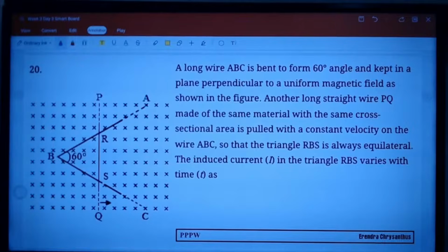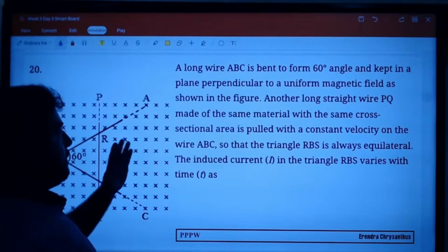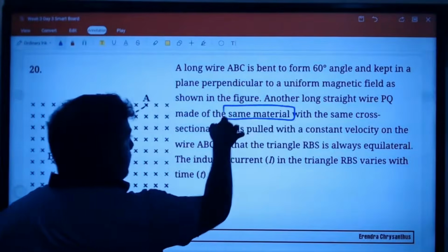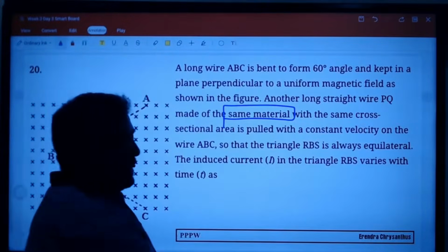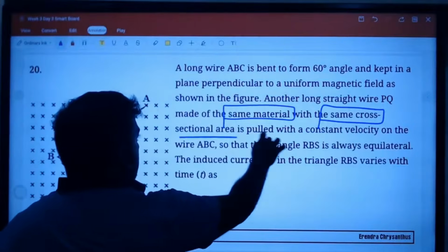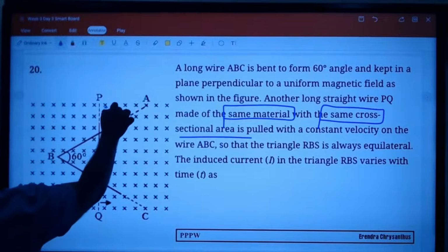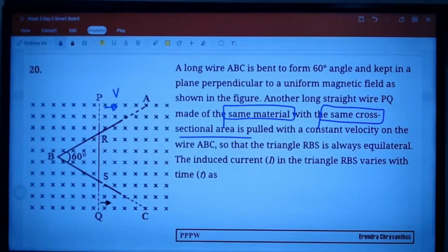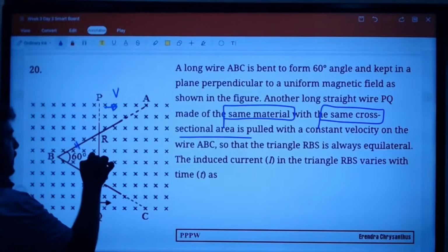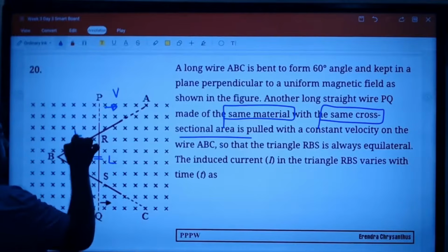A long wire ABC is bent to form a 60-degree angle and kept in a plane perpendicular to a uniform magnetic field as shown in the figure. Another long straight wire PQ is made of the same material, with the same cross-sectional area, and is pulled with a constant velocity on the wire ABC. So this is going forward with a constant speed, so that the triangle RBS is always equilateral, that means these lengths are always equal.